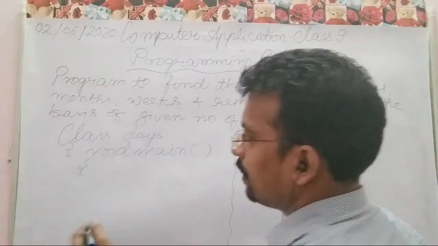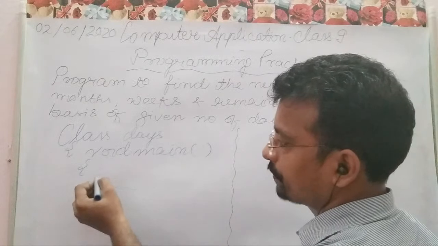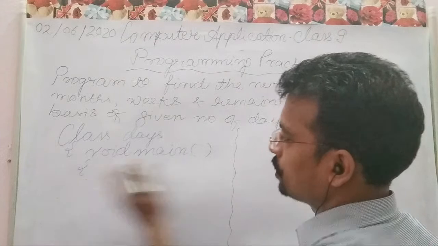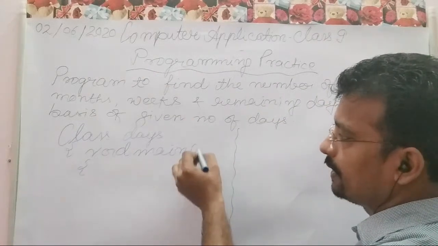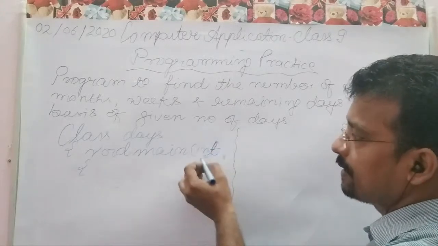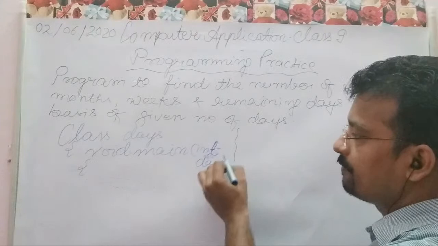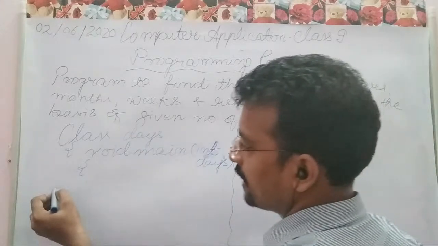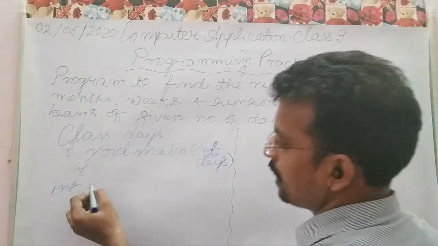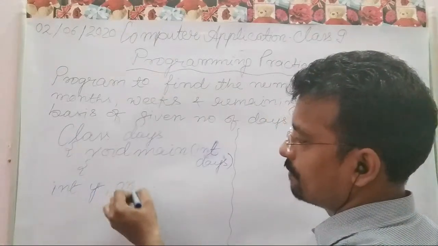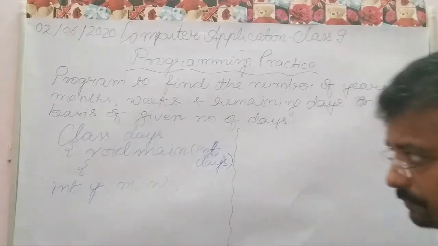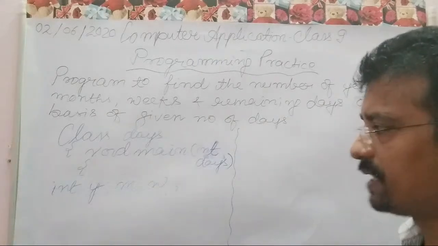Next, we will take some variables. We will take the number of days as a function argument, and other variables of integer type: Y for year, M for months, W for week. So this way we have taken three variables.